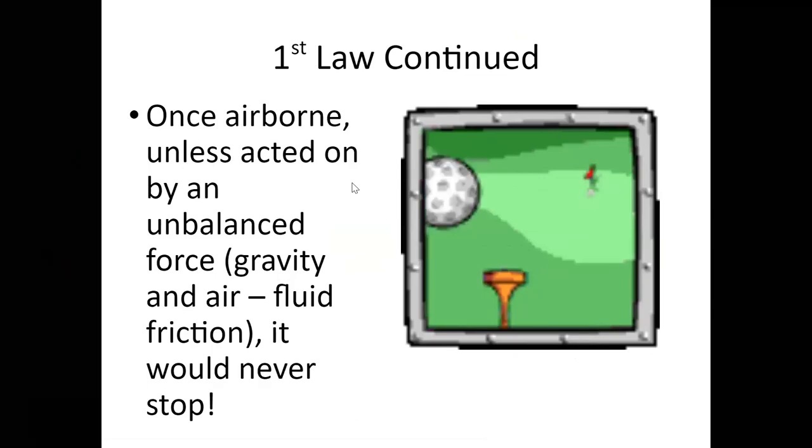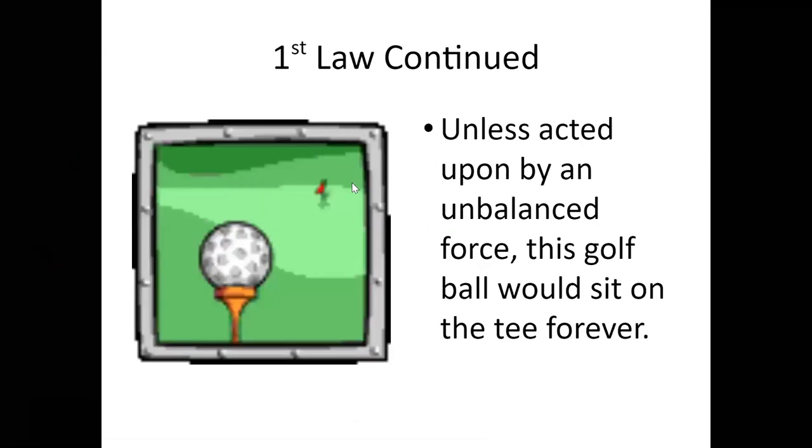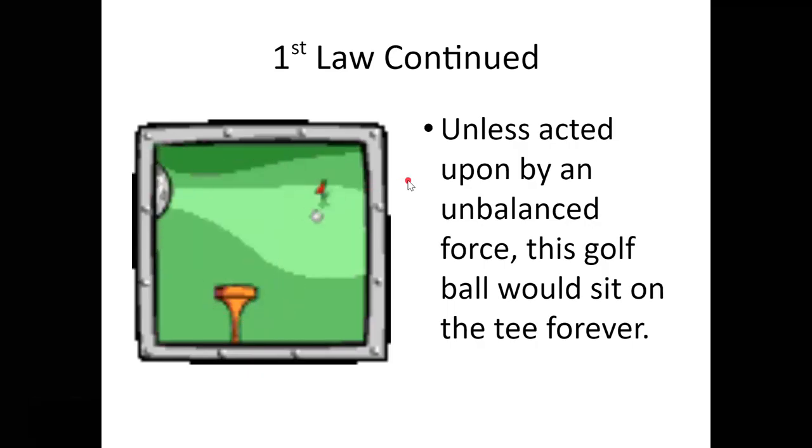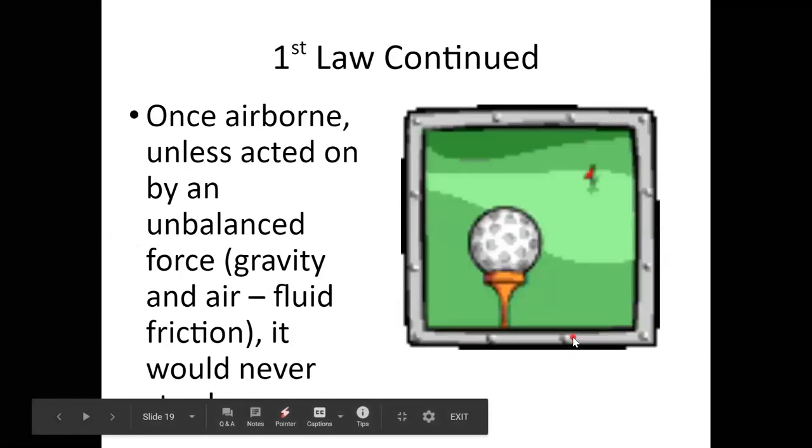So again, the first law says that if you set up a golf ball on a tee and then never do anything to it, that golf ball is just going to sit there forever until something happens to it, until the wind blows it off, or you hit it with your golf club, or you kick it with your foot because you get really angry because you keep missing it with your golf club. But until some sort of force acts on that ball, it's going to stay still.